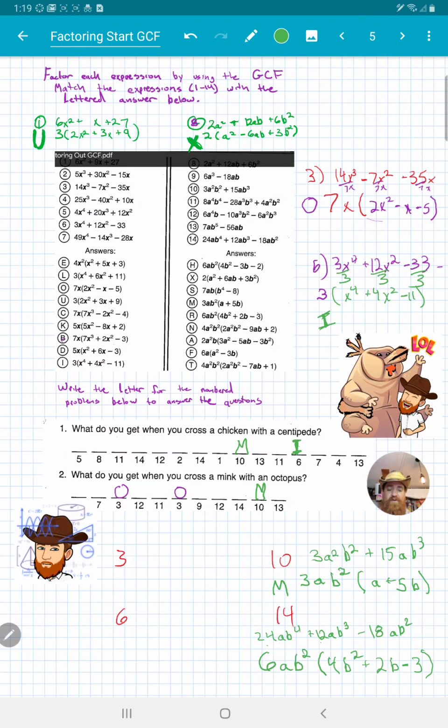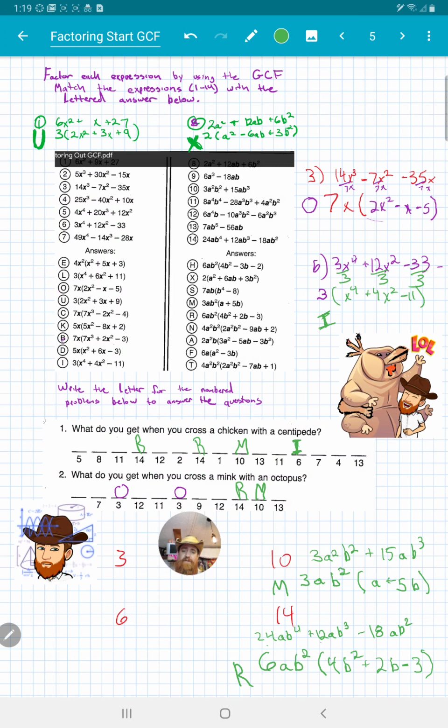So we have 6ab squared times 4b squared plus 2b minus 3, which looks like it matches up pretty good with R. So everywhere where I see a 14, I can replace it with an R. And R right here. And oh, one more R. So yeah, that's it. That's all of them.